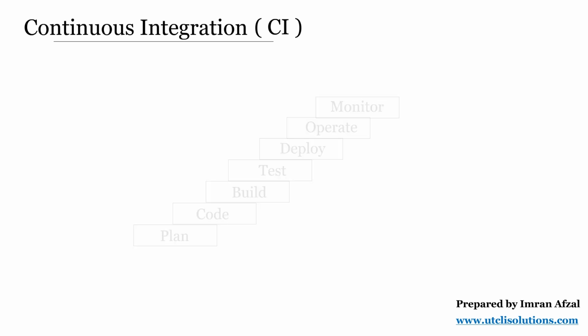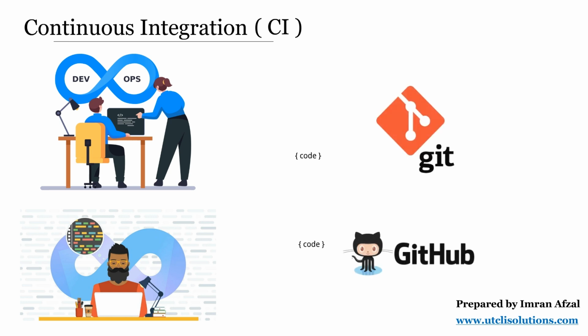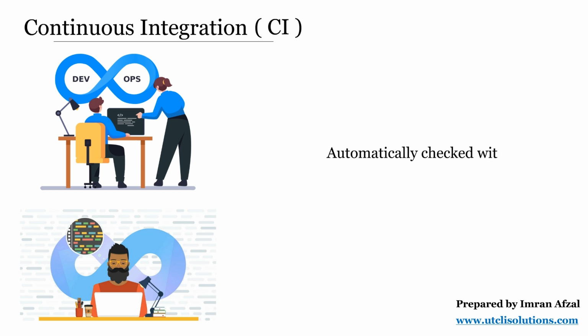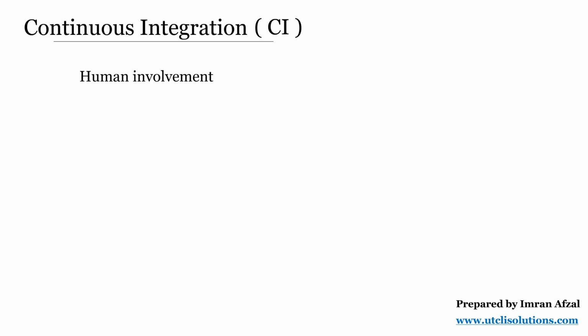Now, likewise, in the process of continuous integration, all developers constantly share their newly written code in a shared space called repository. This code is automatically checked with the pre-existing codes. If there are any conflicts or errors, they are immediately fixed so that a pile of problems won't be created at the end to delay further tasks. Now, this is done automatically, which means human involvement is minimum in this process.